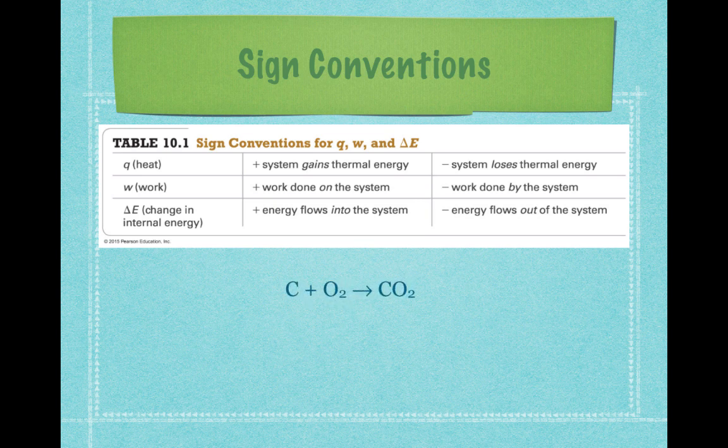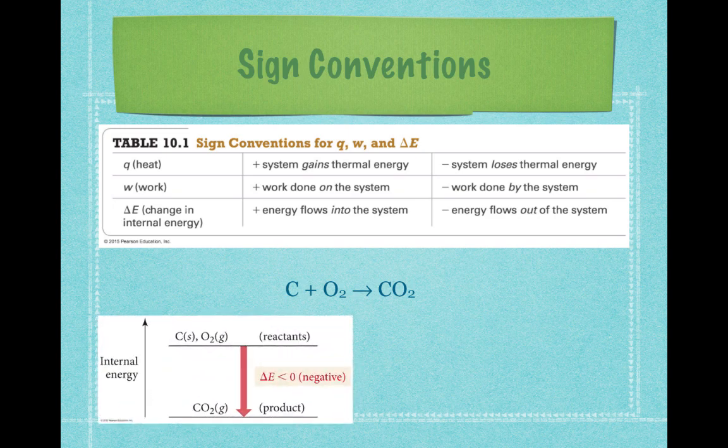Let's just take a look at a reaction here. We have carbon plus oxygen goes to CO2, so this might be something like burning a piece of charcoal, burning a piece of carbon there. And if we look at the differences in the energy, we see that the internal energy of the solid carbon and the oxygen gas is actually higher than what we have for carbon dioxide gas, the product. And so since the internal energy of that system went down, then delta E for that would be less than 0 or negative, and the system actually became more stable by doing that.